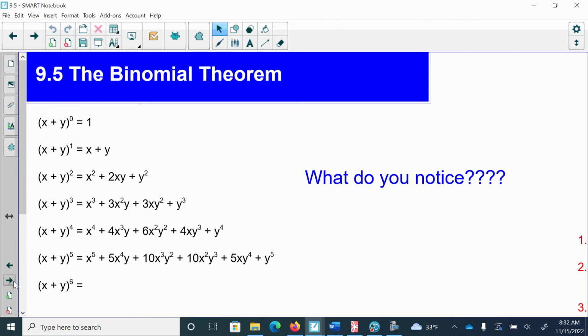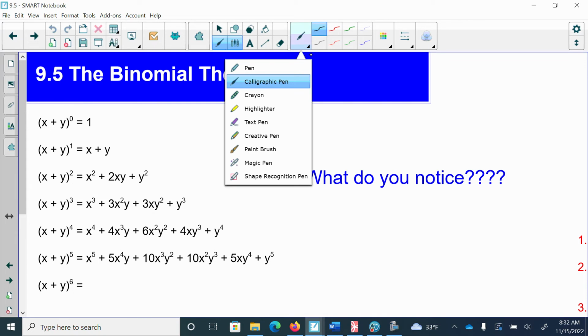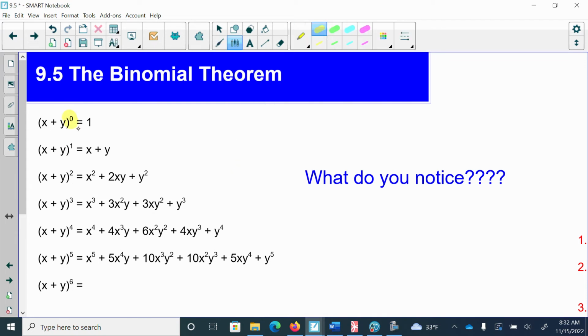So here I'm raising it to the first power, the second power, the third power, and the fourth power. I just went down and raised them to the different powers, and then I did the expansion. And I'm hoping you recognize the pattern. So I'm going to have you pause the video for a second and see if you recognize the pattern.